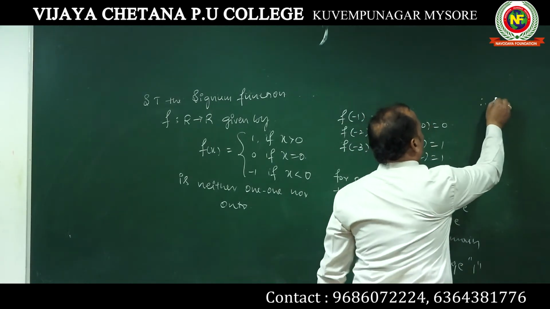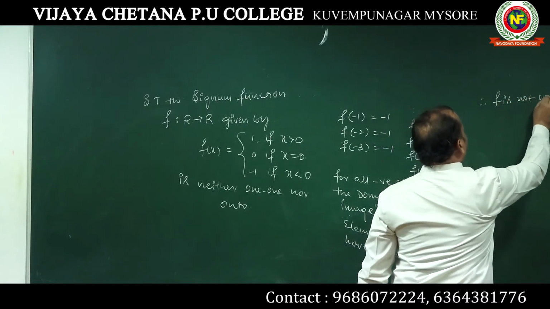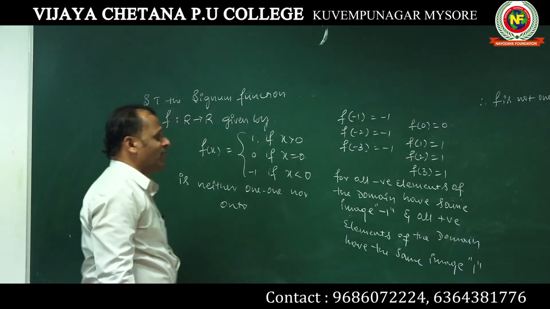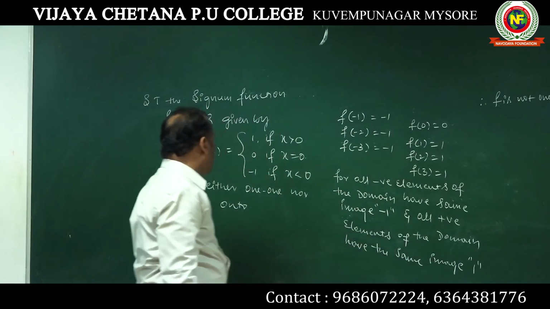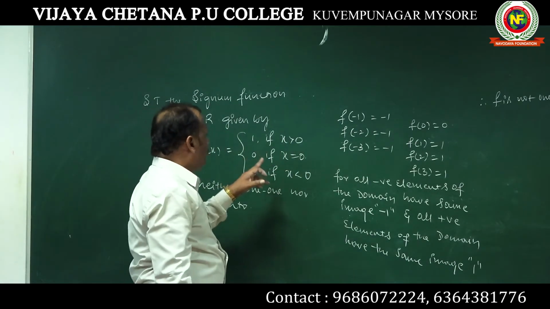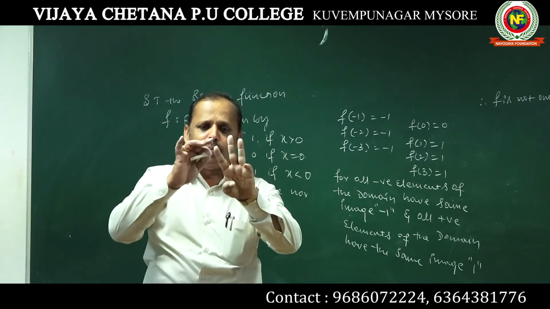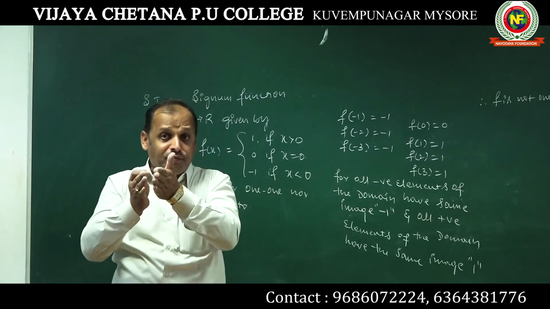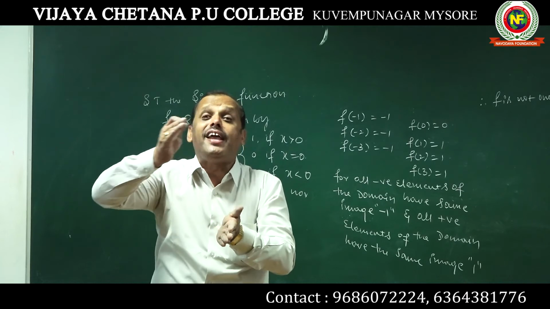Therefore, F is not 1-1. Now I take the onto part. In onto, here we have the range. The range has only 3 numbers: minus 1, 0, 1. That's all. Apart from minus 1, 0, 1, the remaining elements are not images here.